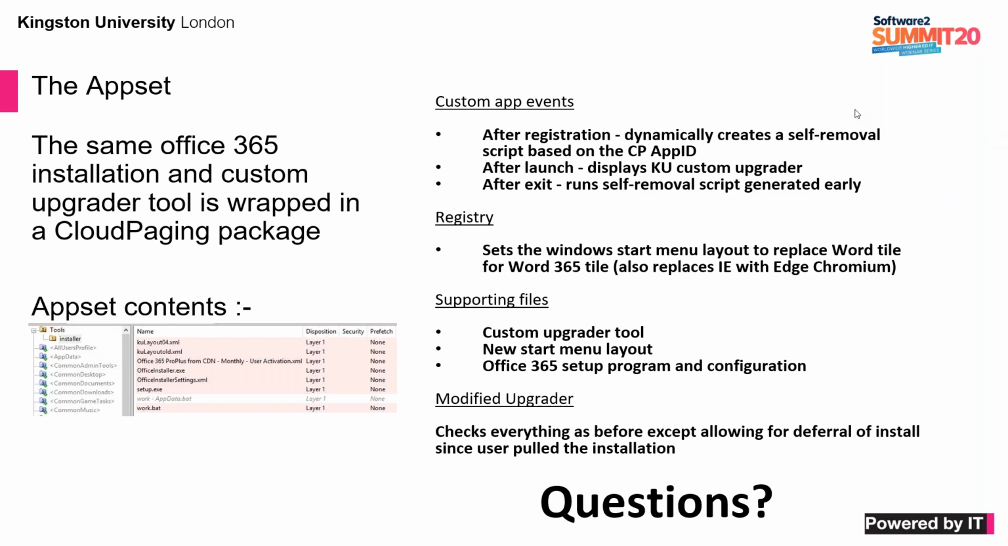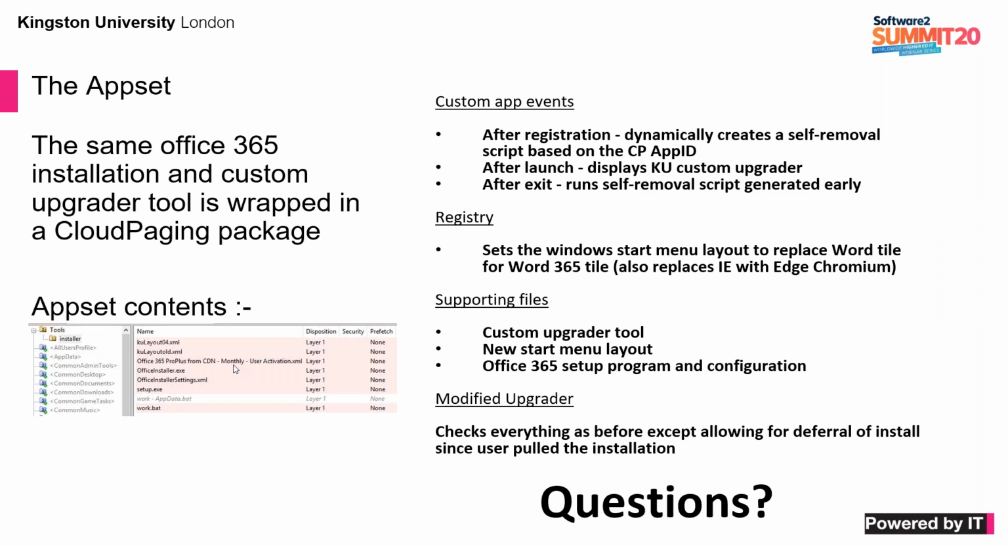So what Office 365 update schedule have you guys chosen? I.e., was it monthly or biannually? Yeah, so the answer is there in the picture. I'm not sure whether you can actually see my cursor remotely, but there's the word monthly in the XML file. So Office 365 Pro Plus from CDN monthly. So yes, we're going for the monthly channel.